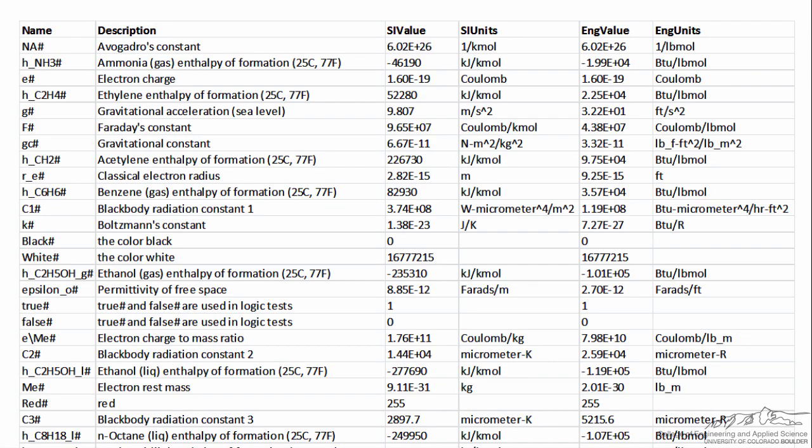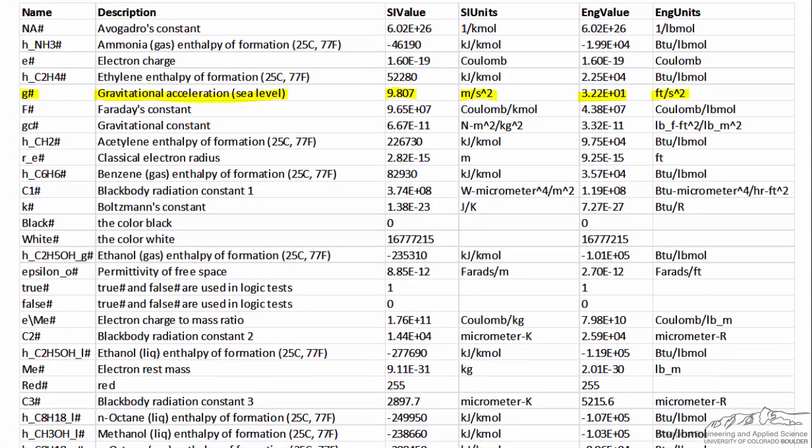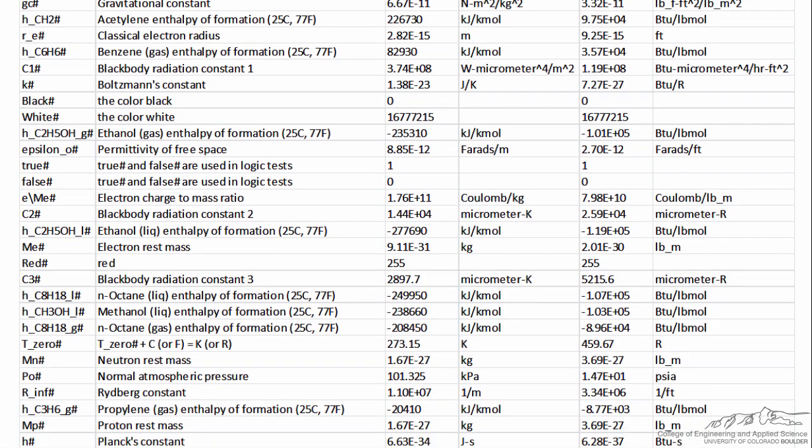G sharp is one of a number of built-in constants with EES. In this table, we show the name of the constant, its description, and its value and units in SI, and also its value and units in engineering units. And for example, we can see in this table, G sharp is the gravitational acceleration at sea level, has a value of 9.807 meters per second squared, and an English value of about 32.2 feet per second squared. A large number of built-in constants for EES.